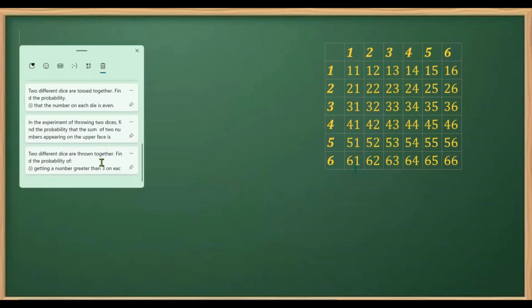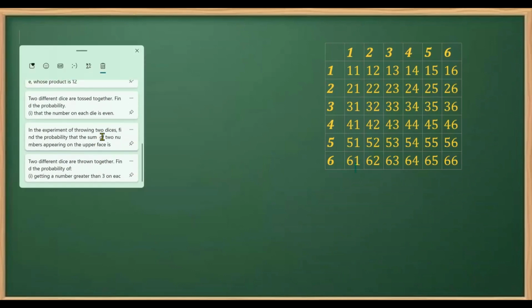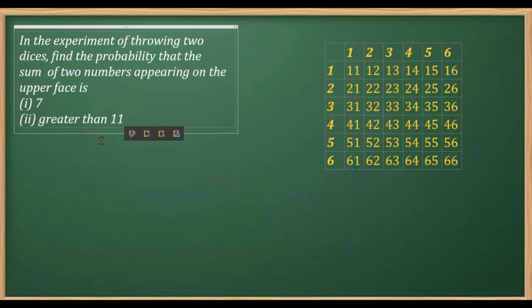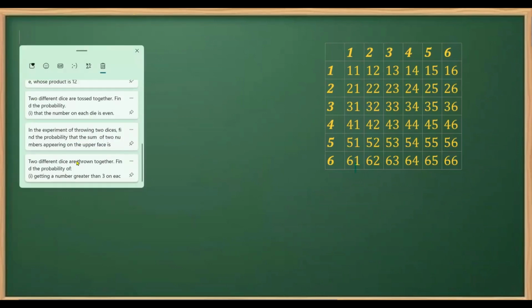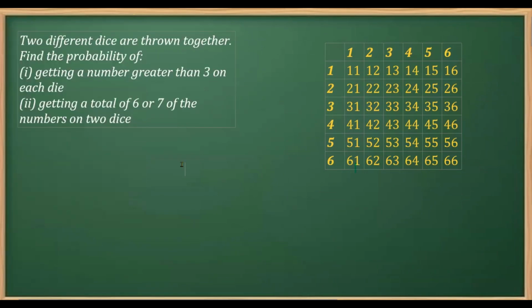Now let's move to the probabilities. Now this we have done. I think we have done 6 of them. This is the 7th. Two different dice are rolled together. Find the probability of getting a number greater than 3 on each dice. On each dice, it should be greater, right? On each dice. So I'll start from below. That's easier because these are big numbers.